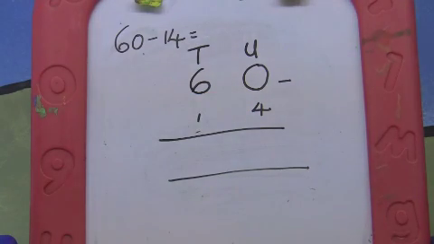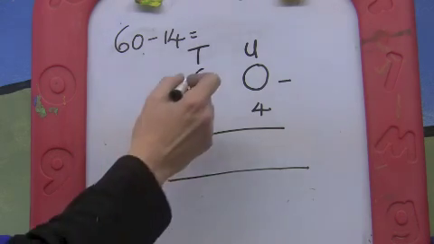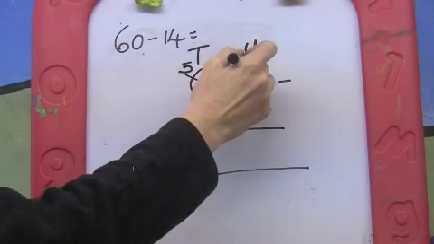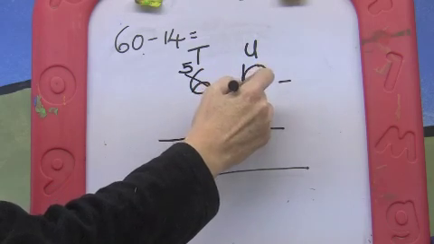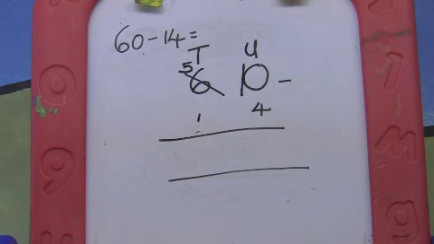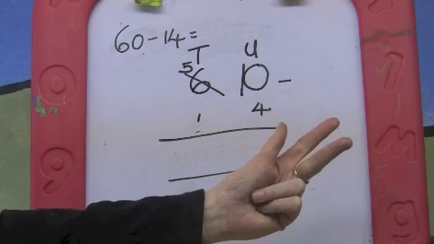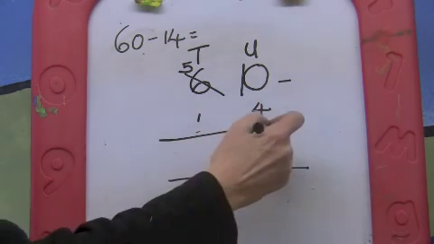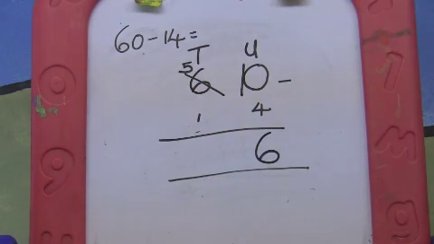So what I'm going to do is knock next door, borrow a 10 off the 6, which will leave it with 5, put the 1 in front, which gives me 10 in the units column. 10 take away 4. 10, 9, 8, 7, 6. The answer is 6. 6 units.